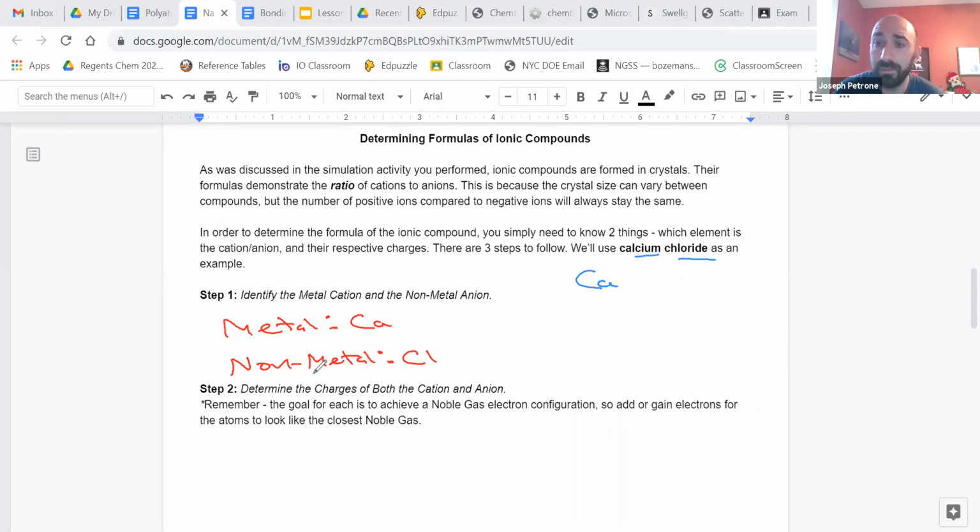Okay, step 2 says we need to determine the charges of both the cation and anion. So this is where we're going to look at how each of these atoms can achieve the noble gas electron configuration. So we're going to look at how many electrons are gained or lost into this. I'm just going to clear this so I can scroll down.